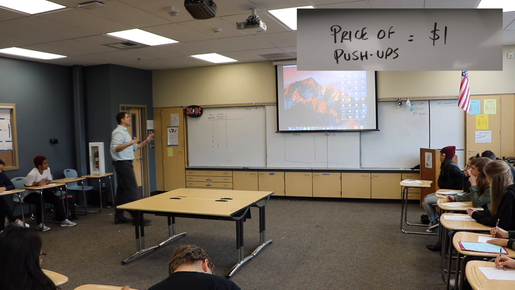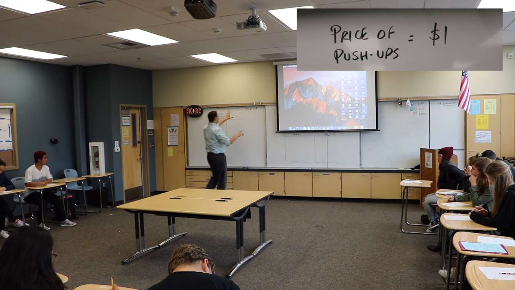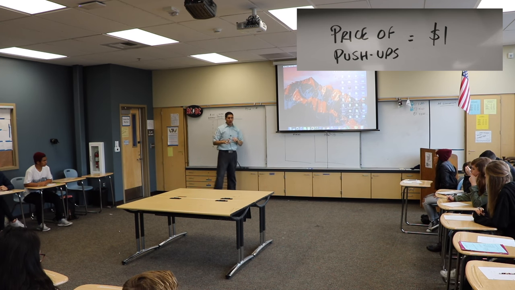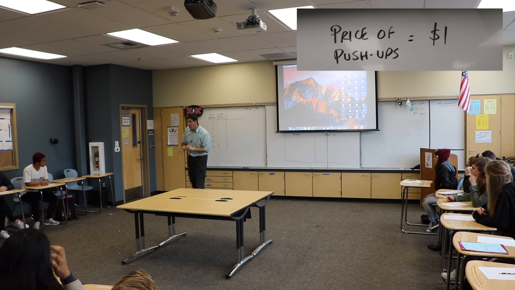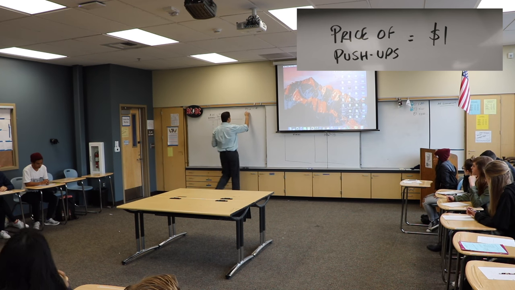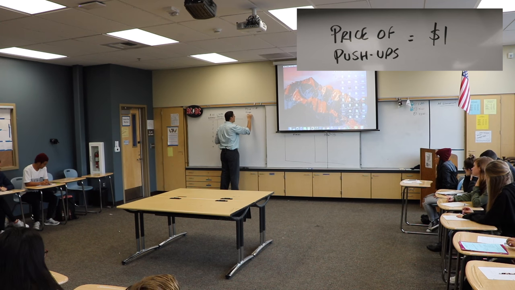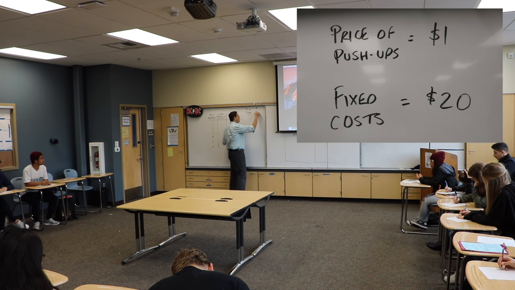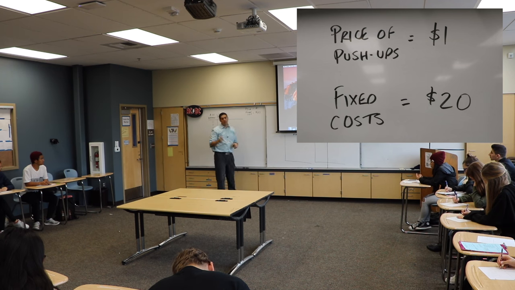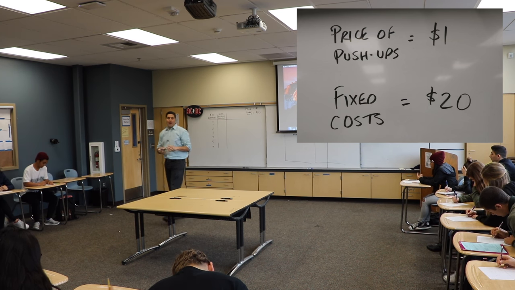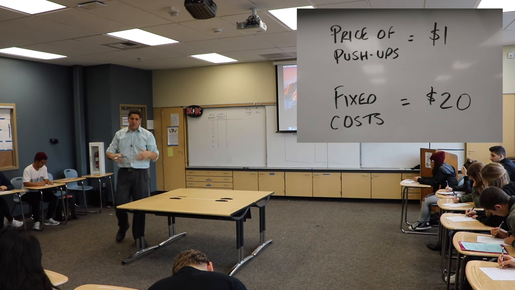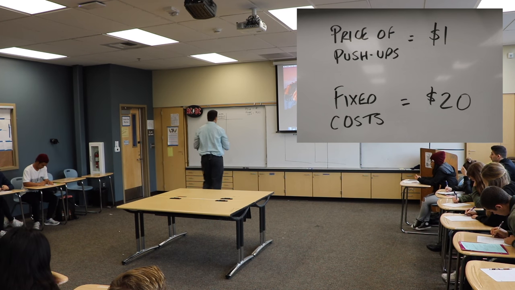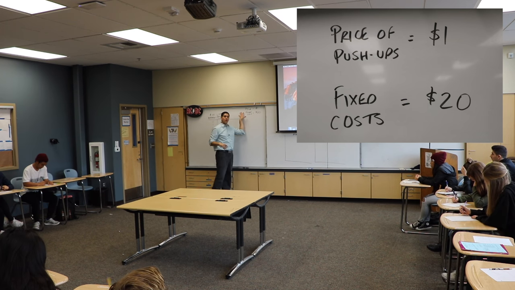And since we're gonna say it's perfect competition, the price is at $1, it's not gonna change. So we're gonna keep the price at $1. I can sell every single unit for $1. You guys with me? Also, my fixed costs, which is the cost of creating the machine, was $20. It cost me $20 to produce that machine, and it doesn't matter how many push-ups you do. If you do one push-up, two push-ups, five push-ups, I still gotta pay the $20, the fixed cost. You guys with me?